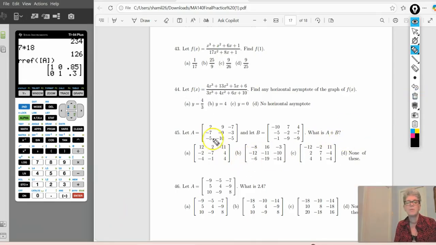What is A plus B? Well, first of all, it will work. I'll have a 3 by 3 plus a 3 by 3, so you can add or subtract if they have the same dimensions. I'll get a 3 by 3. So it will work. And what's going to be up there in the corner? I'm going to have 2 plus negative 10, so I'd have a negative 8 up in the corner.